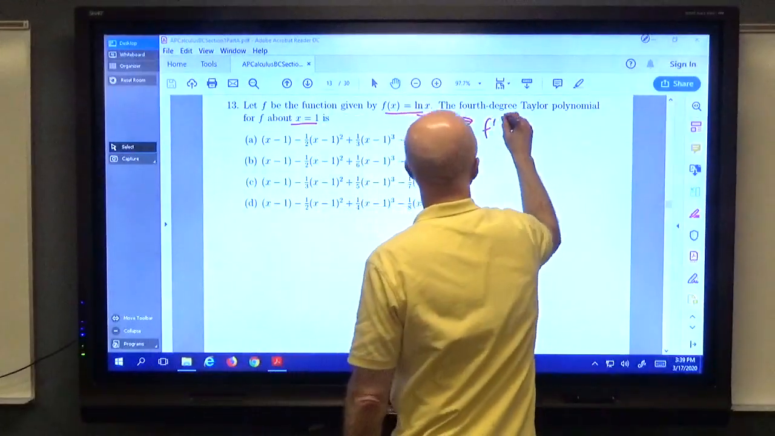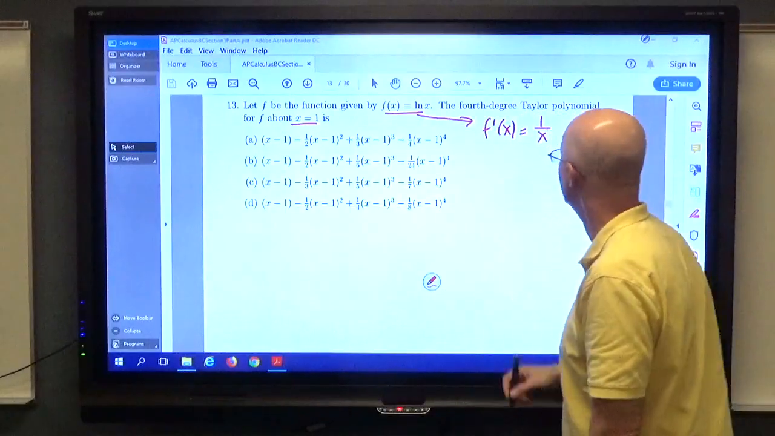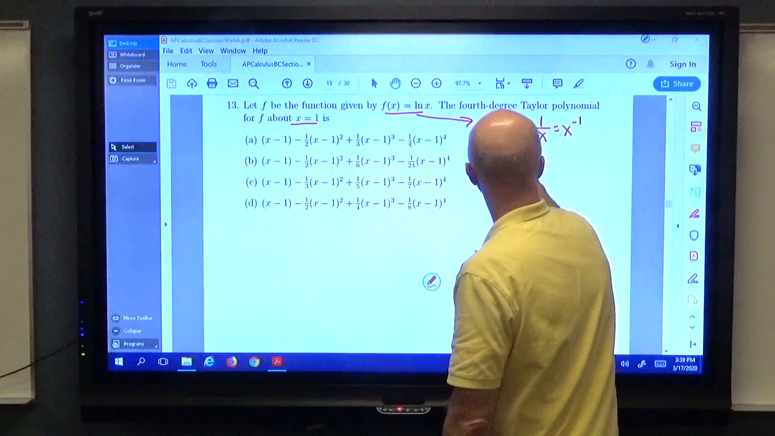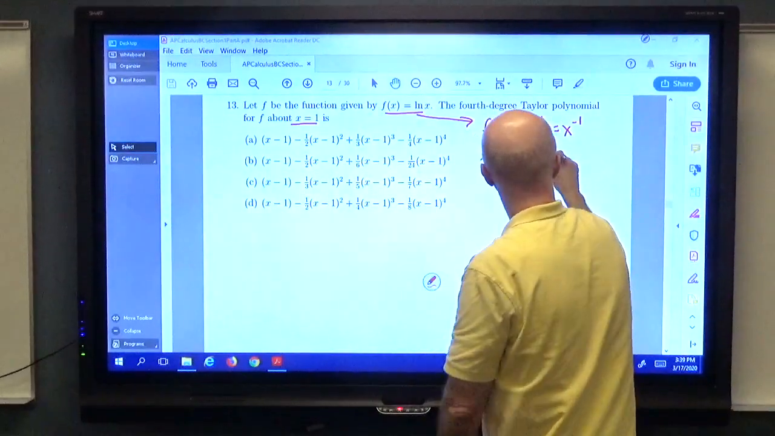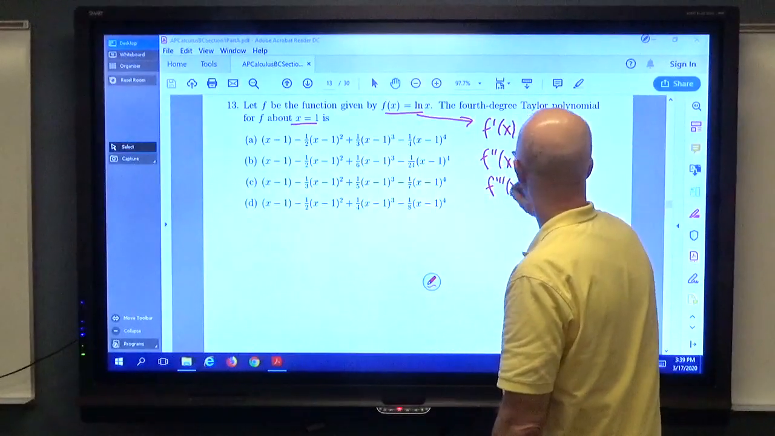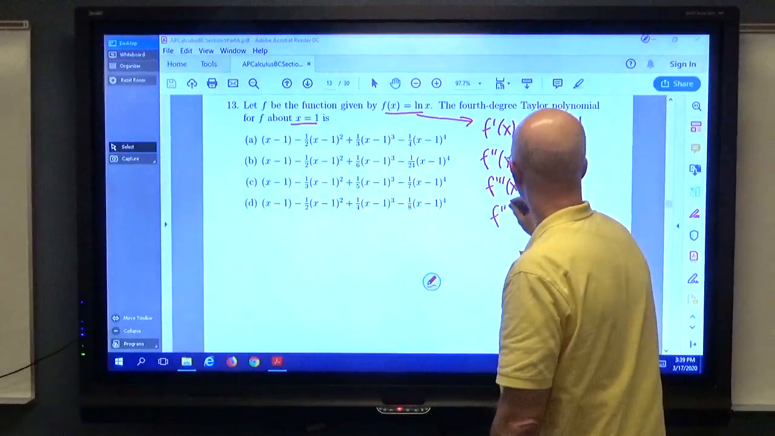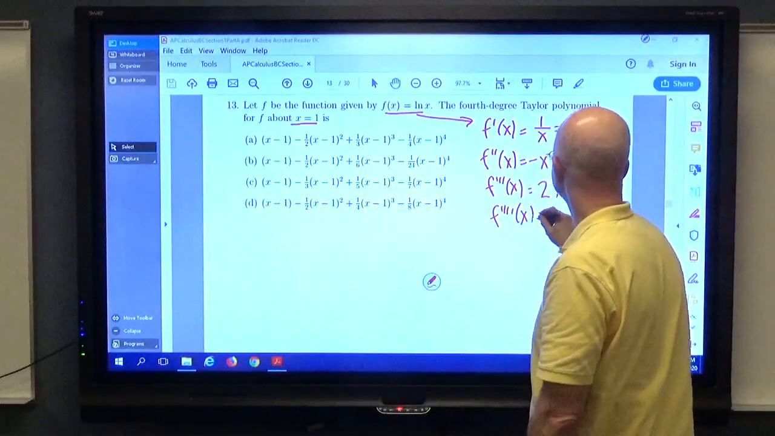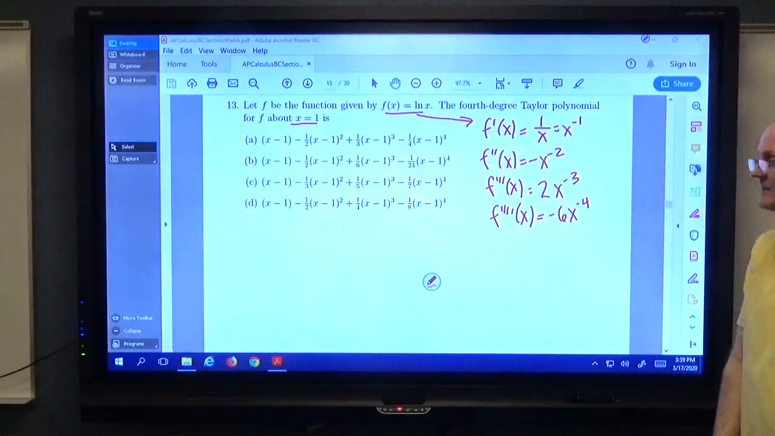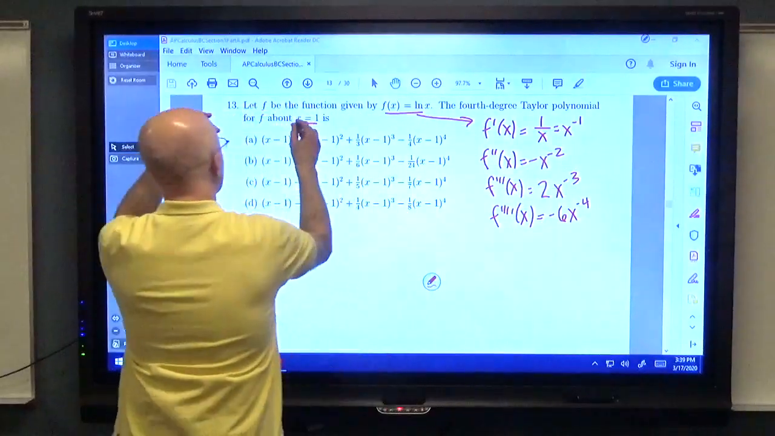We need the derivatives of this function out through the fourth derivative. Derivative of natural log of x is 1 over x, which is x to the -1. Second derivative is then negative x to the -2. Third derivative is positive 2x to the -3. And fourth derivative is negative 6x to the -4. So I'm assuming you know to do this for Taylor series right off the bat here. We need to plug in the 1 here.